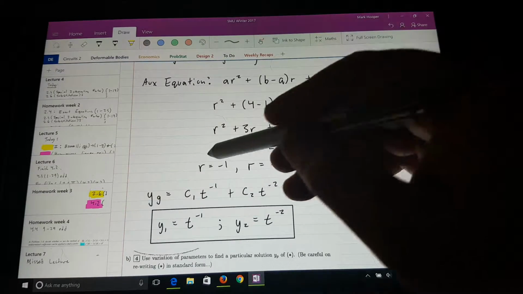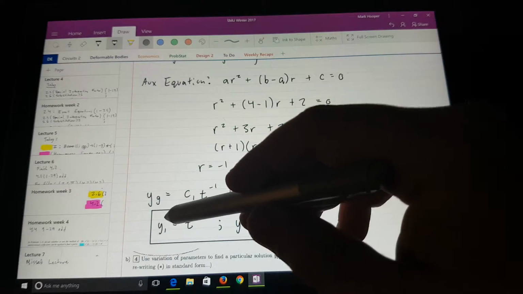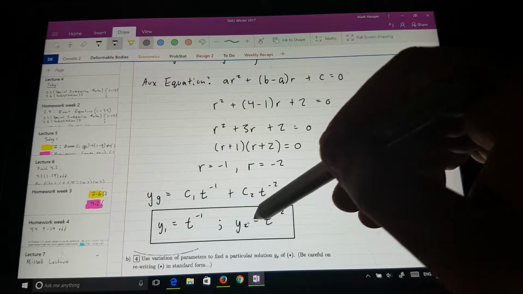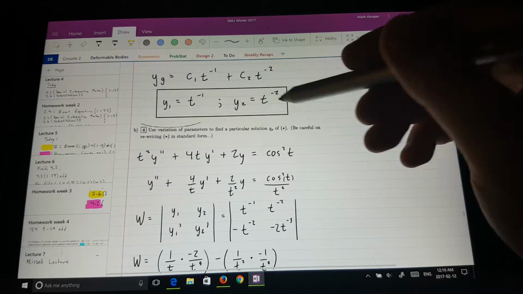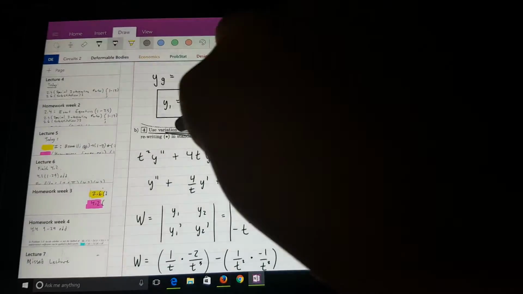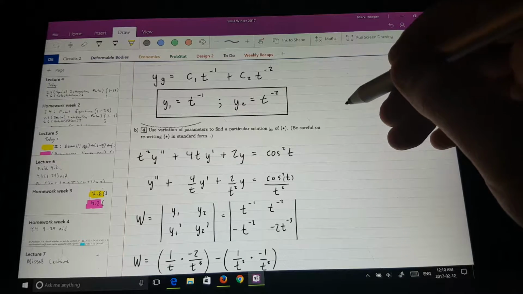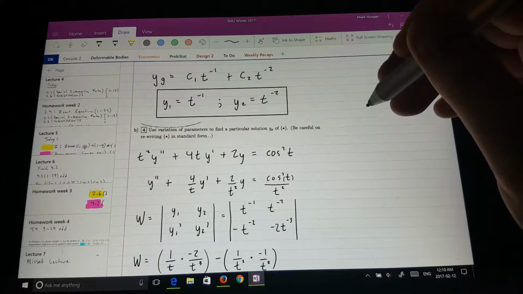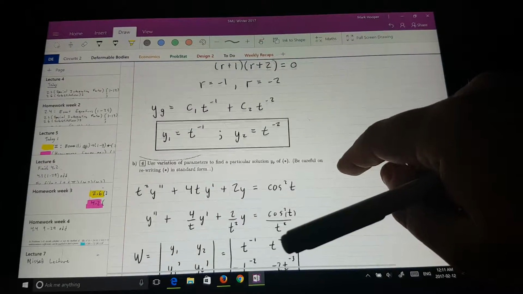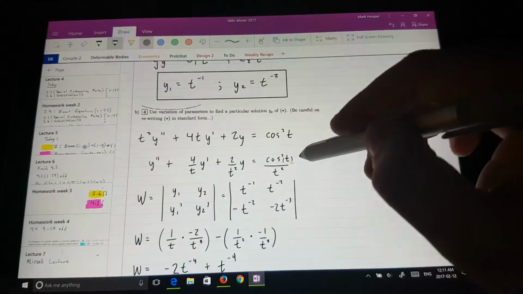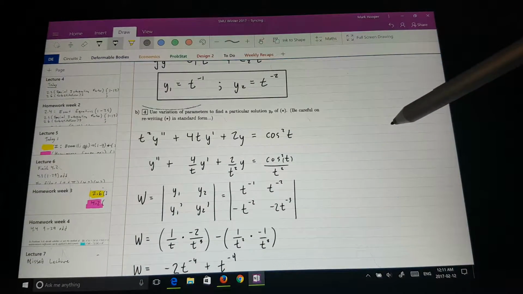Go ahead and solve for our roots. Okay, we got 2 real ones, so that's what our solution is going to look like. That's our general solution. So y1 is t to the minus 1 and y2 is t to the minus 2. Now use variation of parameters to find a particular solution, yp, of the star equation. Be careful on rewriting star in standard form. What is standard form, you ask? Well, standard form is this. You can't have any coefficients in front of this, so we divided by t squared on all this.